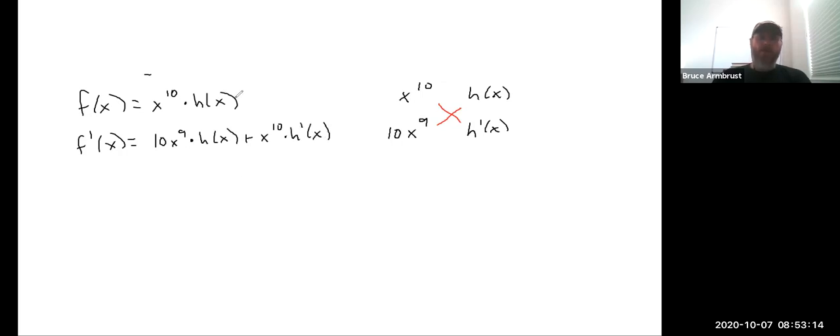So if we actually knew what h of x was, if we were told h of x is this function, we would put that right here. We put its derivative right there, and we'd be good. All right, so far so good. Which is our derivative, I hope.